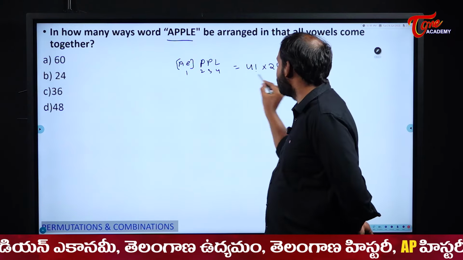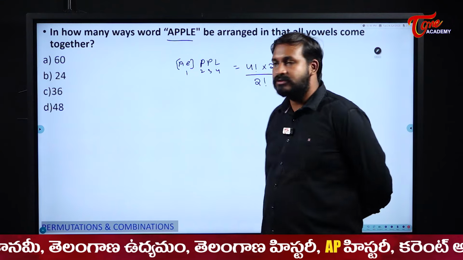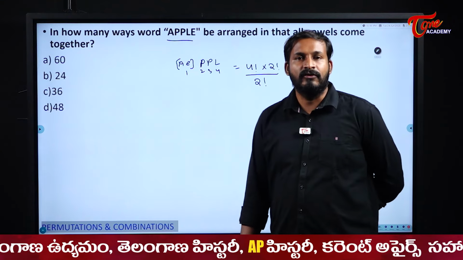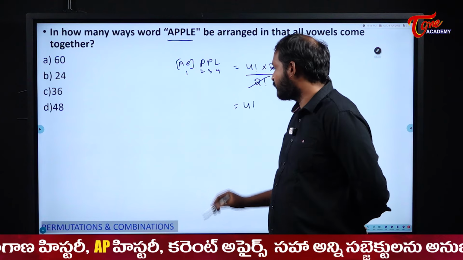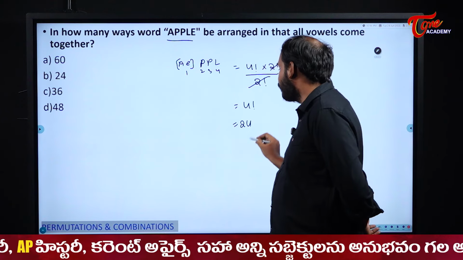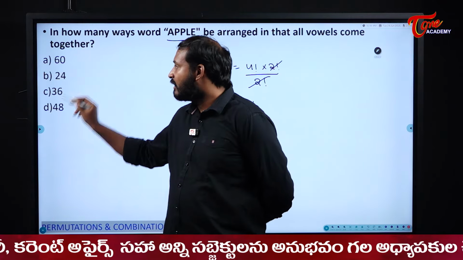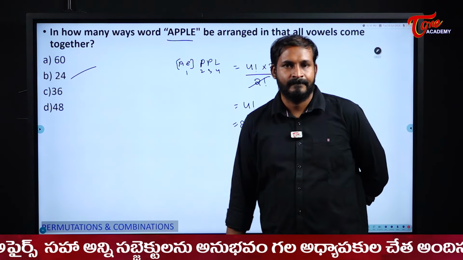So immediately we will have a denominator, that is 2 factorial. So 4 factorial into 2 factorial by 2 factorial. So 2 factorial gets cancelled and we will be left with 4 factorial, which is equal to 24. Our answer here is 24.